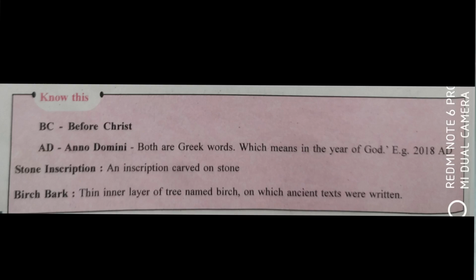Now, in your textbook on page number 4, we have a pink box students. What does this box show? This box, whatever we studied, has been repeated here in small terms. The first one is BC, that is before Christ, you already know it. Second one is AD, Anno Domini. What's written over there, students? Just read it. Both are Greek words, which mean in the year of the Lord. Example, 2018 AD.